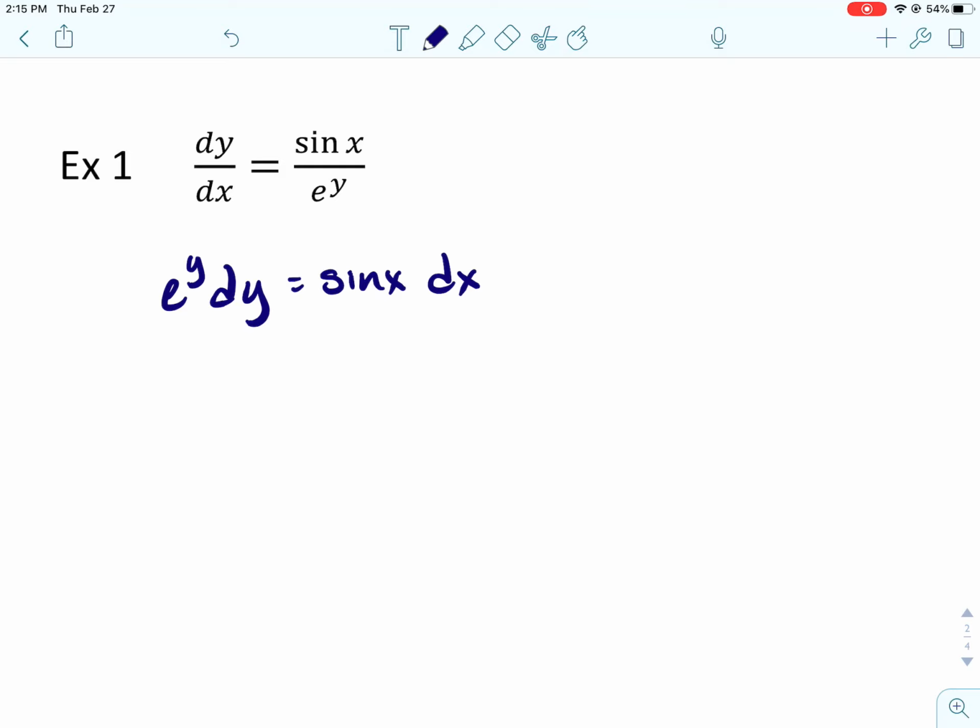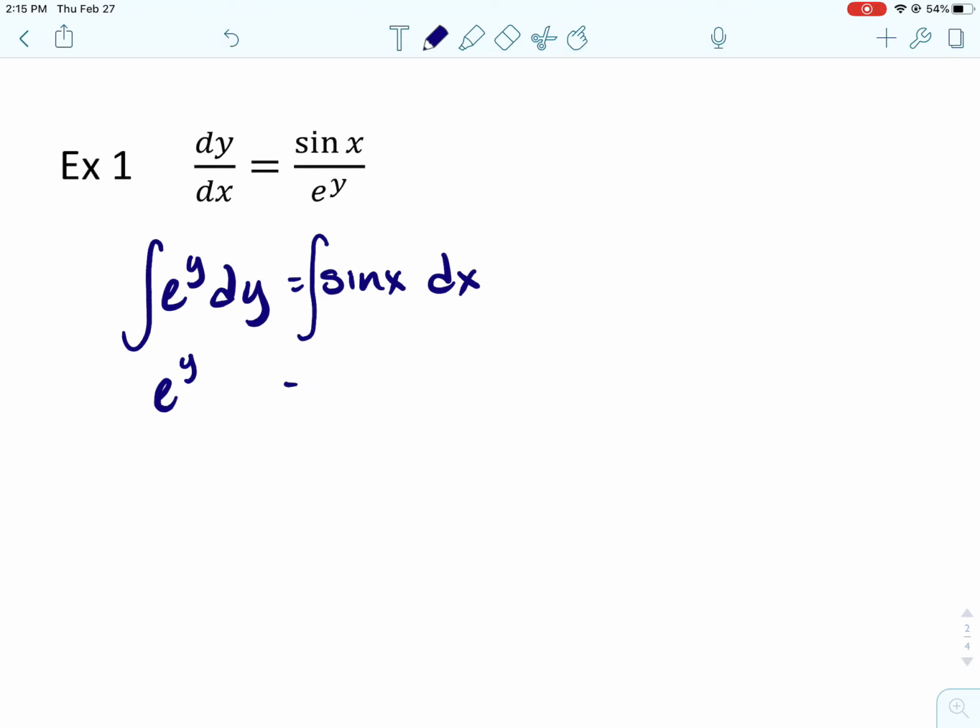All right, so let's look at example 1. Once we have it separated, we're ready to integrate. So what I want you guys to do is when you find the antiderivative or you're doing the integral, I want you to draw the symbol for me, please. So the person grading your AP test knows what you did, that you didn't just do something without telling them. So what is the antiderivative of e to the y dy? e to the y plus c.